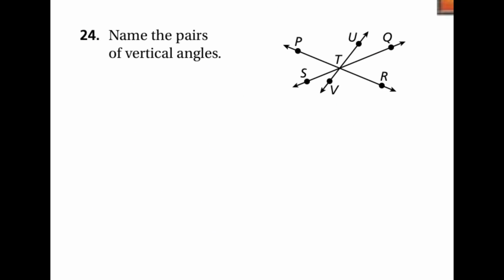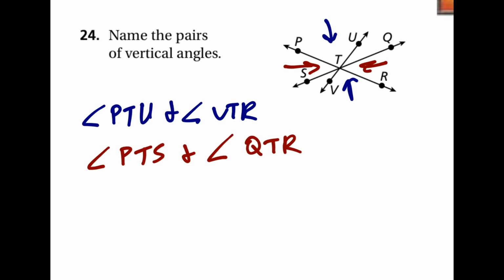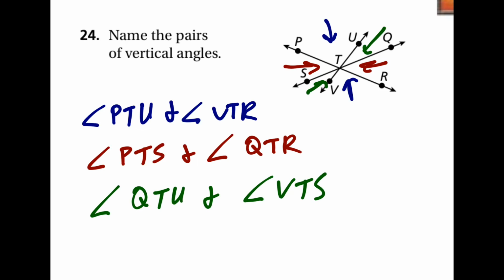For 24, we're supposed to name the pairs of vertical angles. So we have these two. We can call that PTU and VTR. The next pair is PTS and QTR in red. Finally, in green, we have QTU and VTS. And it's possible that your letters are in a different order.